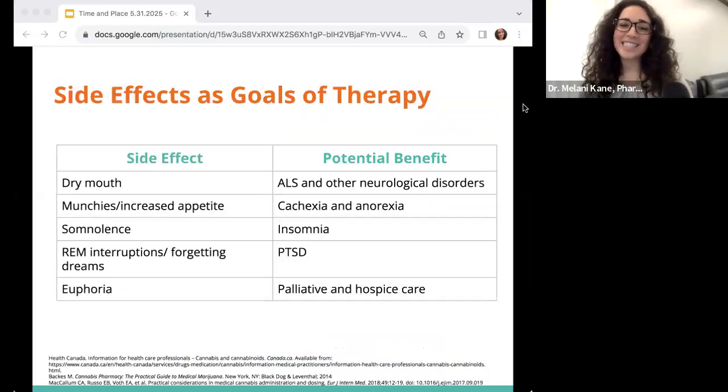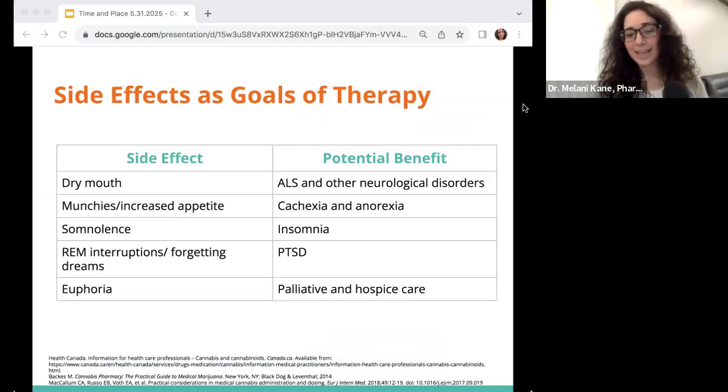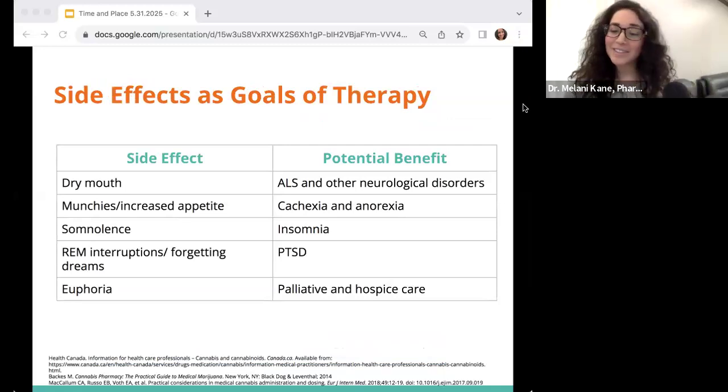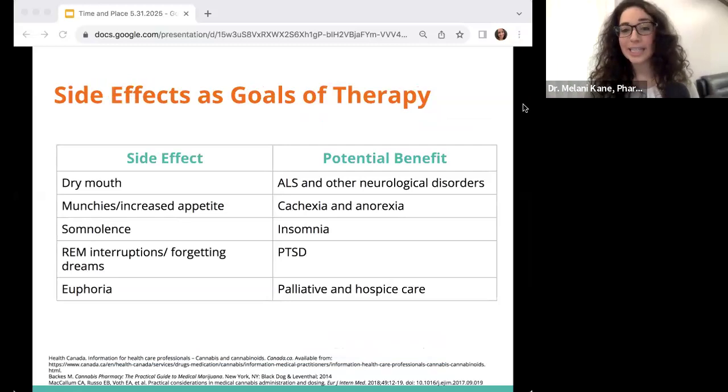And not every side effect is a bad thing. So there are some side effects or unintended effects that are good things. They could be goals of therapy. I think of patients with neurological disorders that are accompanied with drooling, like ALS. The dry mouth could help reduce that drooling, that oral irritation, and make it a little bit easier to eat, perhaps. Sleepiness, most common side effect reported with THC, obviously would use it at nighttime for insomnia.